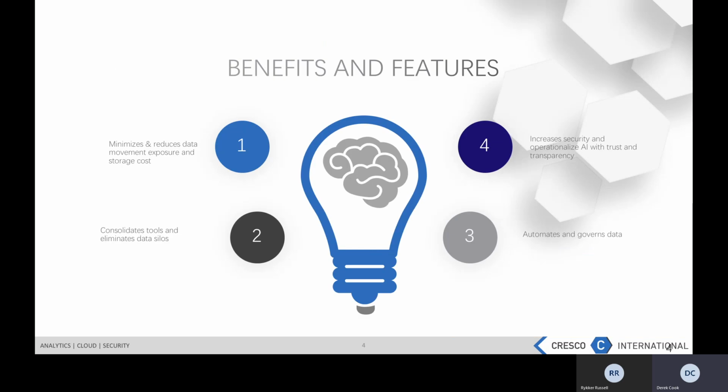And then next, here's a couple benefits and features here. So that being, we're going to be able to minimize and reduce the data movement exposure and storage cost. So that being, we can eliminate the data silos and connect all the data necessary. And for consolidating the tools and eliminating data silos, as I previously said, consolidating those tools is going to help overall automate and govern the data and increase security and operationalize AI with trust and transparency.